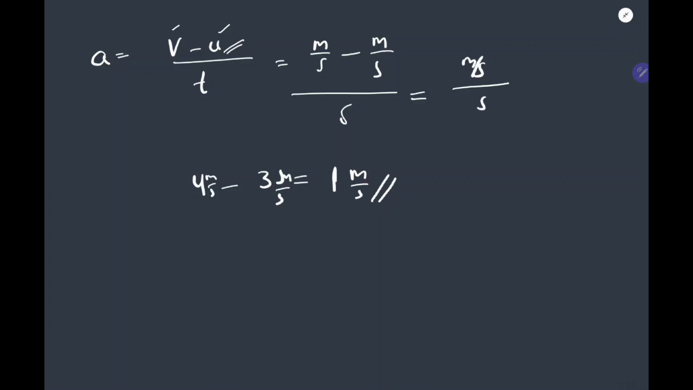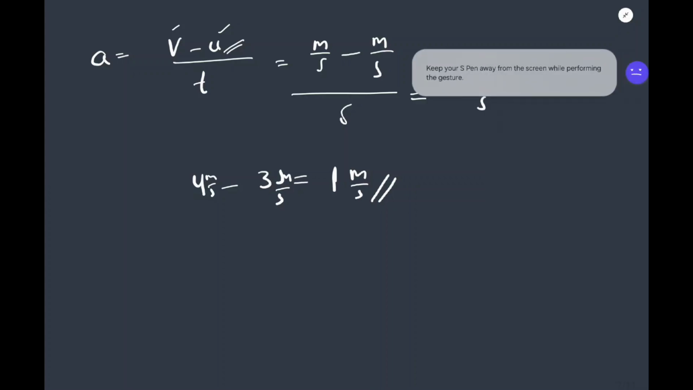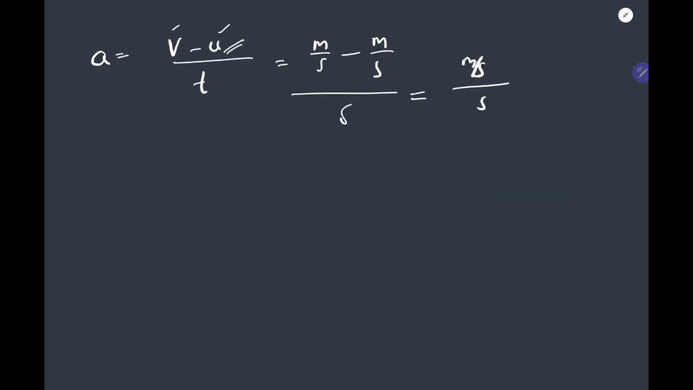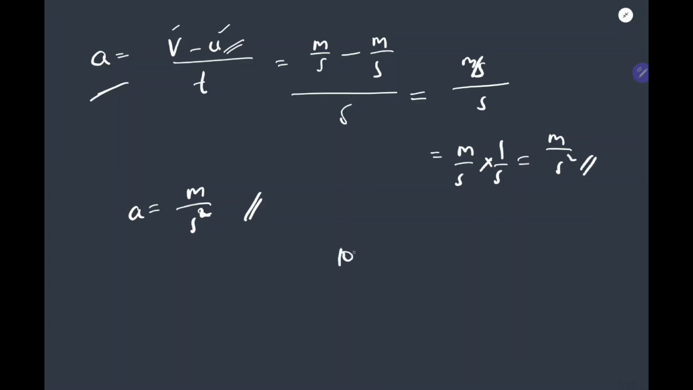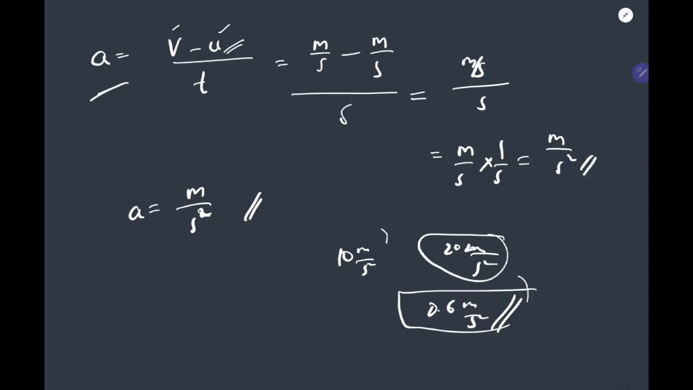In the denominator we have the time in seconds. Now what is the final answer? Meter per second divided by 1 second is meter by second square. So this is the acceleration formula, and the unit of acceleration is meter per second square. If you find any question with acceleration, you can find answers like 10 meter per second square, 20 meter per second square, and 0.6 meter per second square.